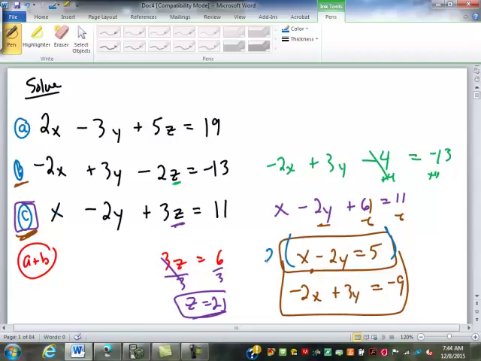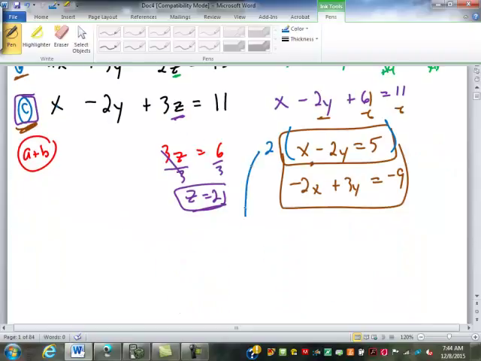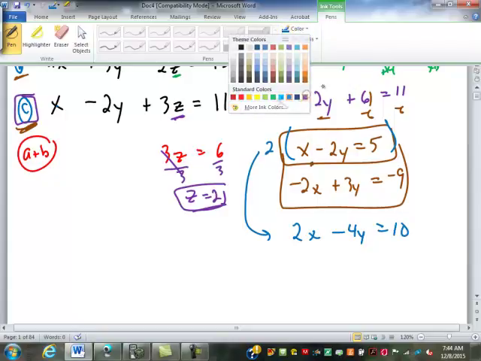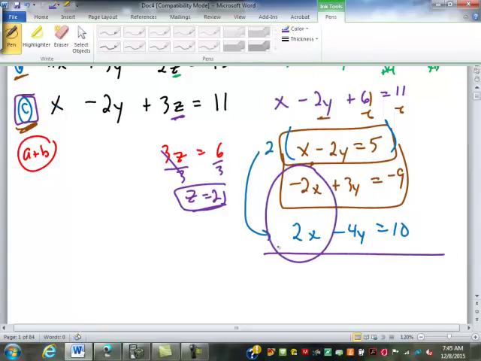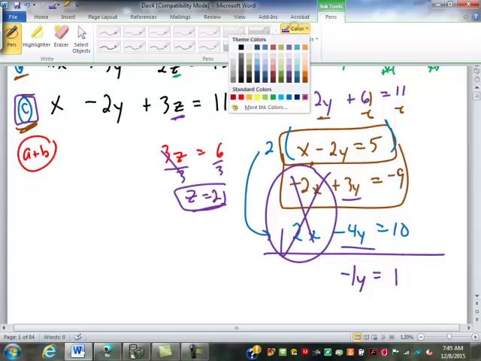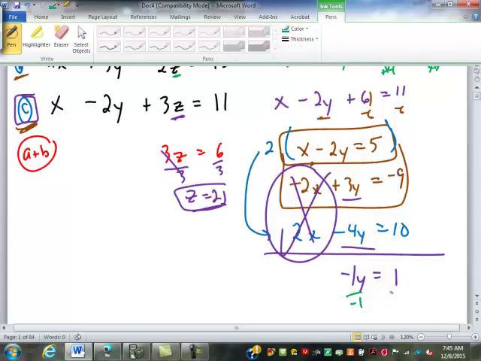And I'm going to proceed to multiply this top one by 2 so that it becomes 2x minus 4y equals 10. And then negative 2x and positive 2x, this is out. 3y, negative 4y, negative 1y, or just negative y. Negative 9 and 10 is a 1. Divide by the negative 1. y equals negative 1. So far, I have y is negative 1 and z is 2.